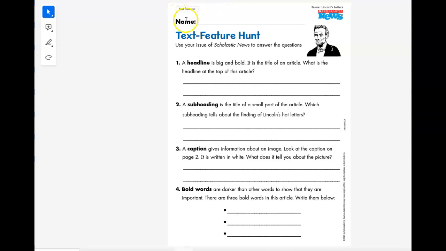Okay, boys and girls, please write your first name, last name, and date on the line. We are going to do a text feature hunt. You need your Scholastic News to answer the questions. Question one is about a headline. A headline is big and bold. It is the title of an article. What is the headline at the top of this article?